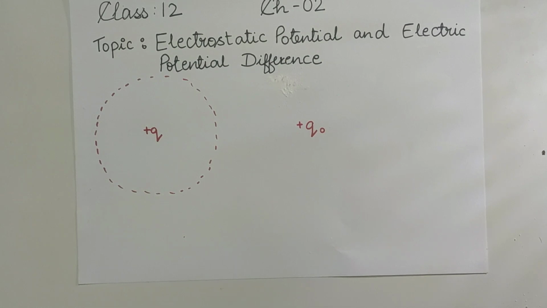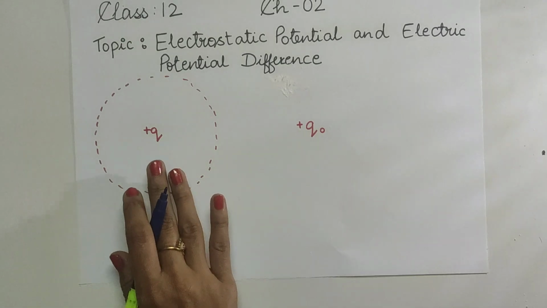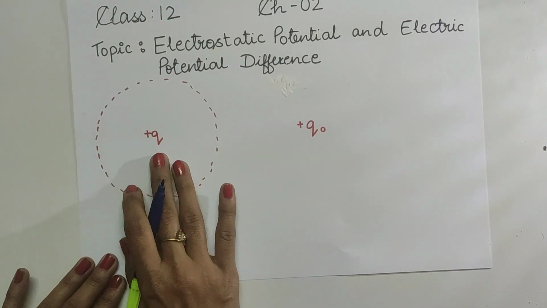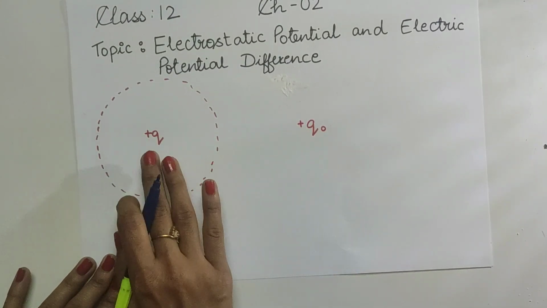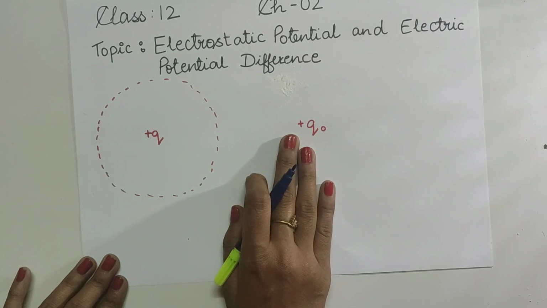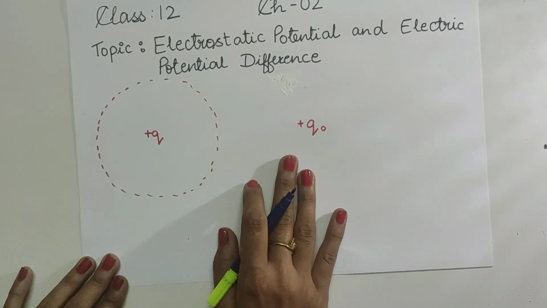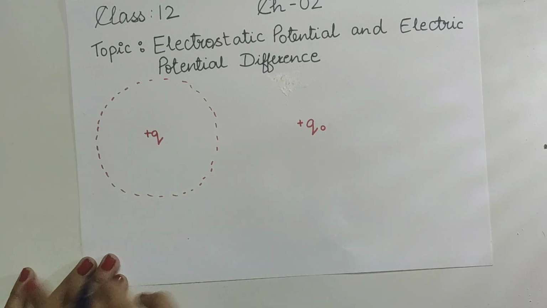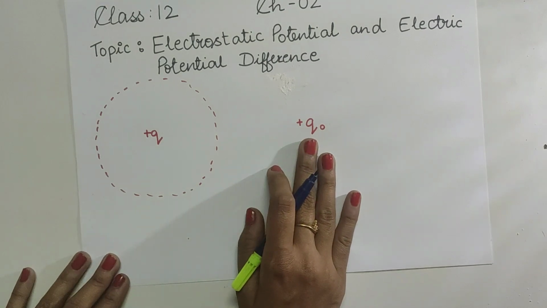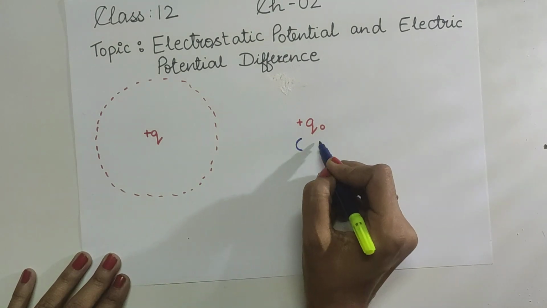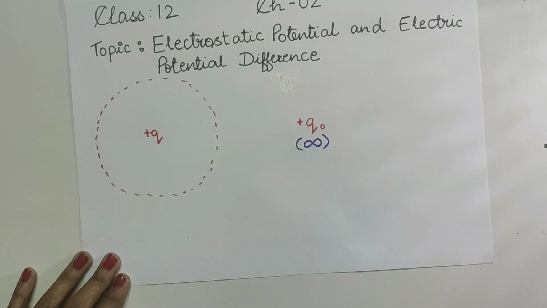Dear students, we should keep it in mind that both the source charge and the test charge are positively charged. Since they are like charges, if they interact, they would exert a repulsive force between each other. Now, in the beginning, I am considering plus Q naught charge to be placed at infinity.